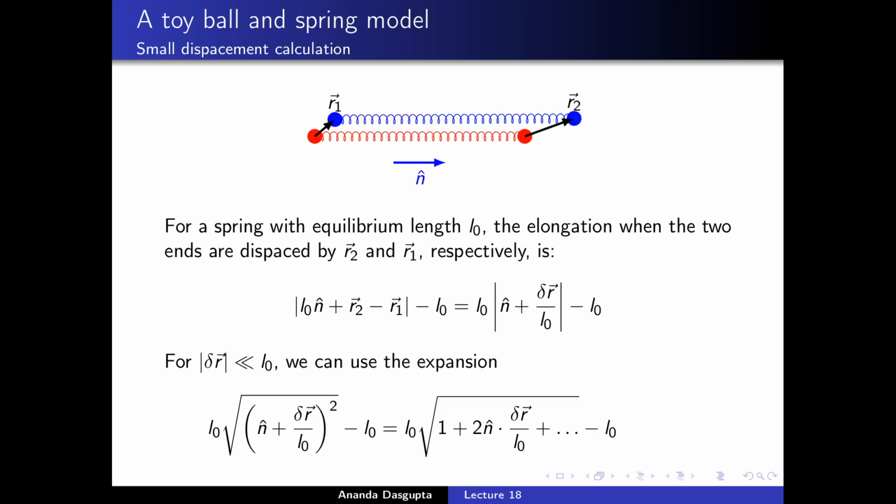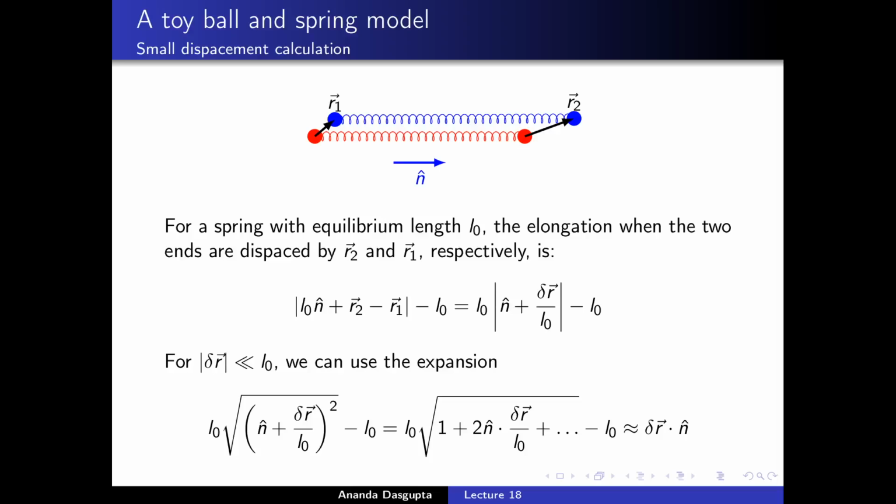And now what we can always do is use the binomial theorem to get a good estimate of this, at least an estimate which is correct up to linear order in delta R. And that is immediately seen to be simply delta R dot n hat. So the elongation, at least to first order in delta R, when you displace the two endpoints of a spring by R2 and R1 respectively, is actually given by R2 minus R1 dot n hat, where n hat is a unit vector in the direction of the spring.